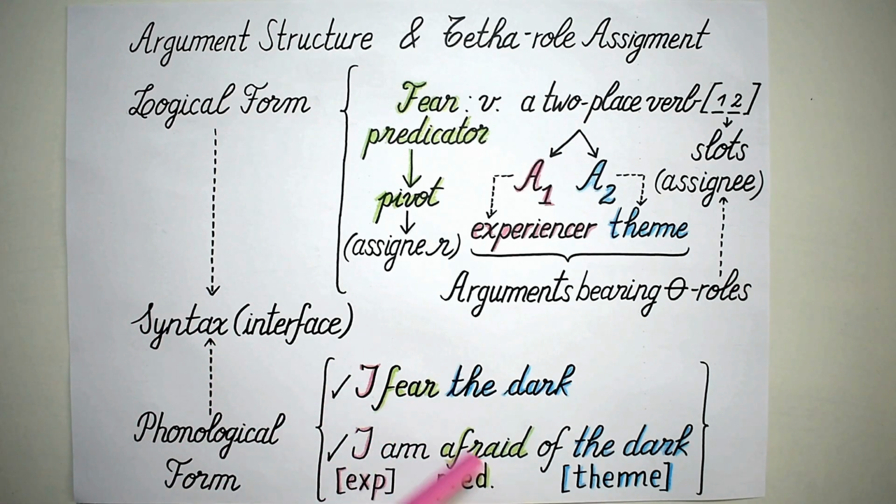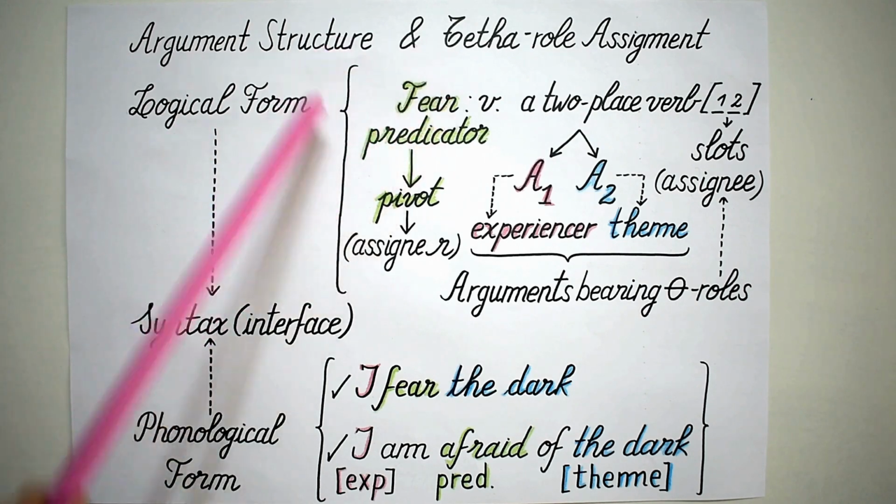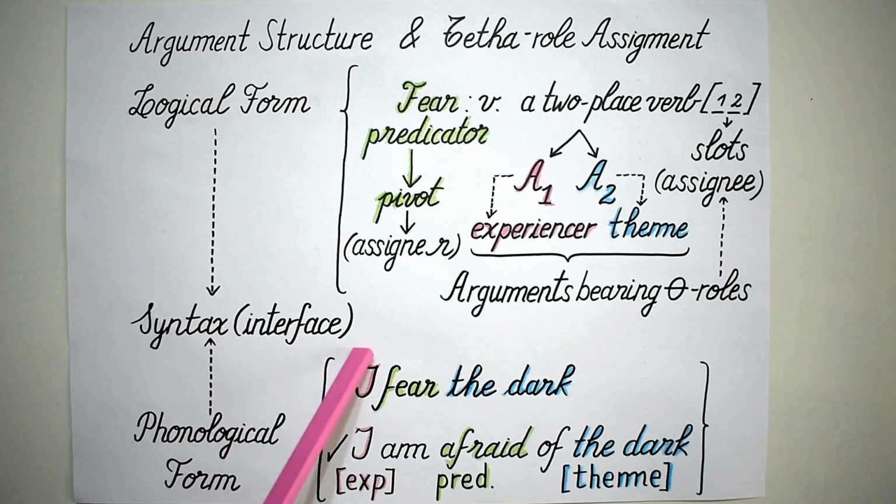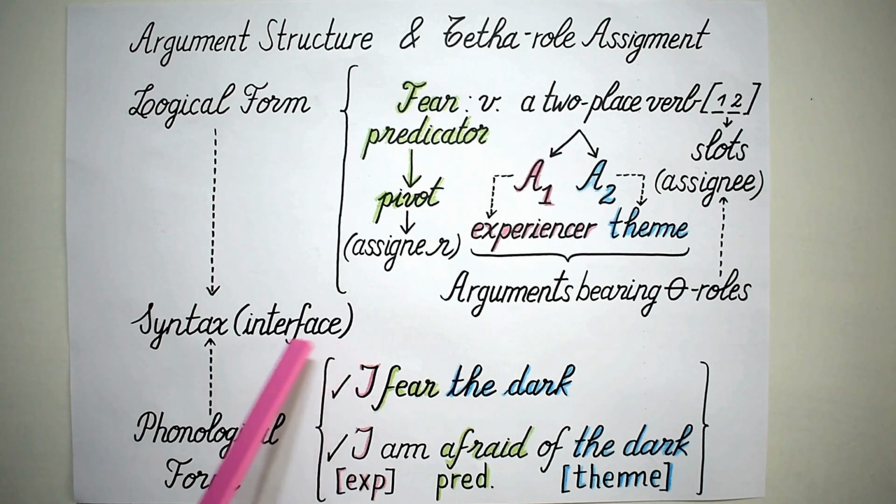idea or thought. So if I say I fear the dark, where fear is a verb, we will again have fear as a predicator, I as a specifier, the dark as the object. So basically that's the way in which we put it into words. So material from LF, from the logical form, is manipulated, is organized, is molded, if you like, by the syntax, so that there is some kind of output. That is basically what we finally utter. So we utter I fear the dark.